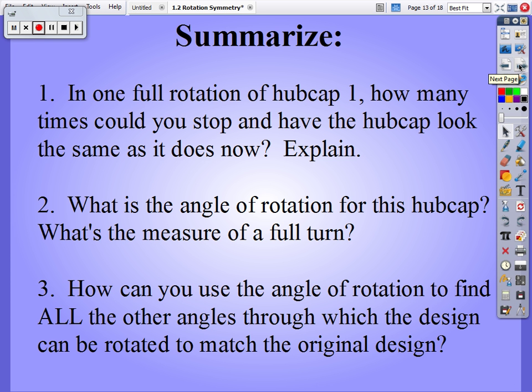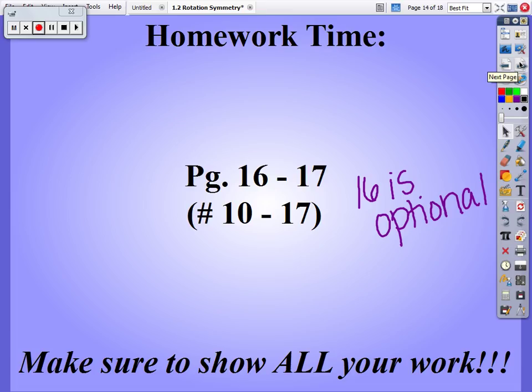We've already talked about most of these. The assignment for this is pages 16 to 17, numbers 10 through 17, and number 16 is optional. So I've been offering extra credit for 16, but the other ones also have to be done. You can't just do 16 and get extra credit. 10 through 17 also have to be finished.